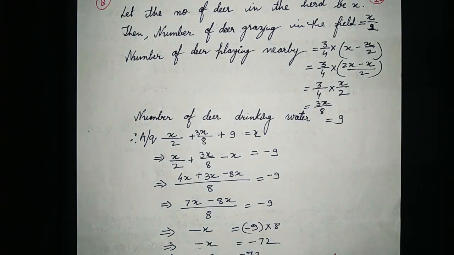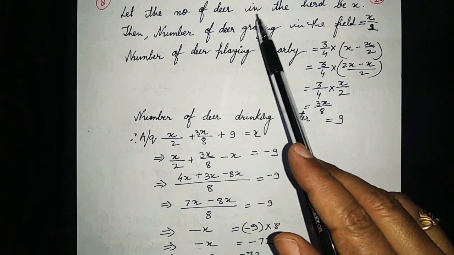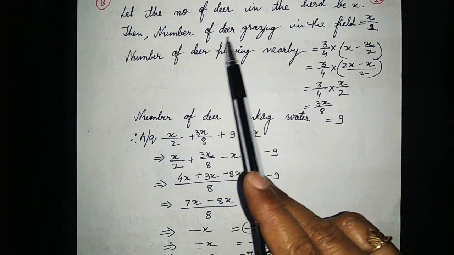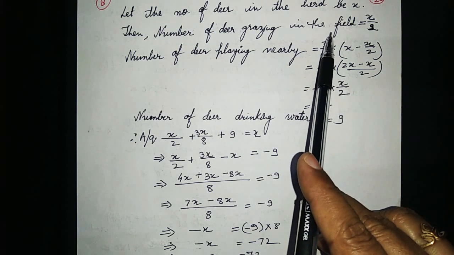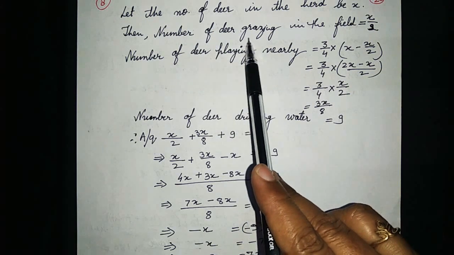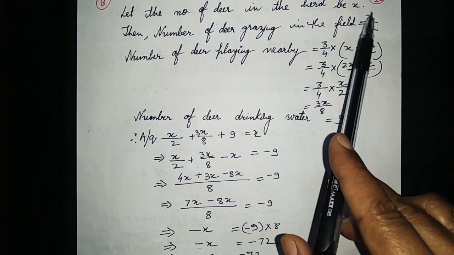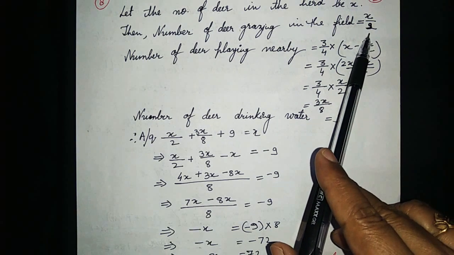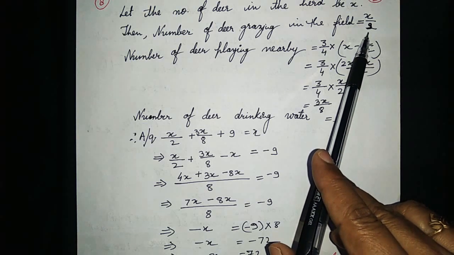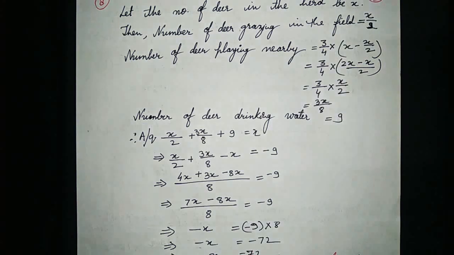Your first sentence: half of a herd of deer are grazing in the field. So if the total number of deer is x, then half of the deer are grazing in the field. So the number of deer grazing in the field will be half of x. Half of x means x upon 2.